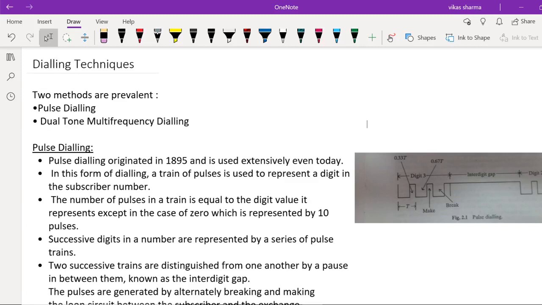Hello students, the topic for today would be the dialing techniques. Dialing techniques, what are they? The methods by which we can dial a number. There are two kinds of dialing methods prevalent. The first, pulse dialing, and the second is called dual tone multi-frequency dialing, popularly known as DTMF dialing.